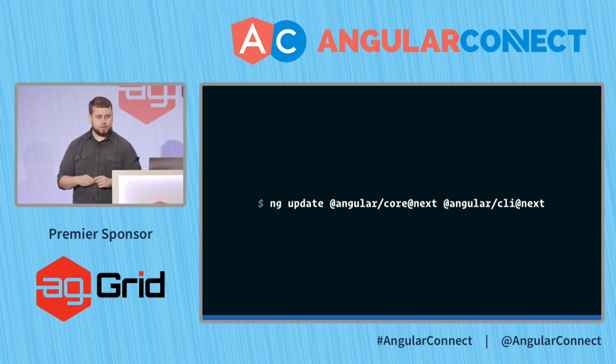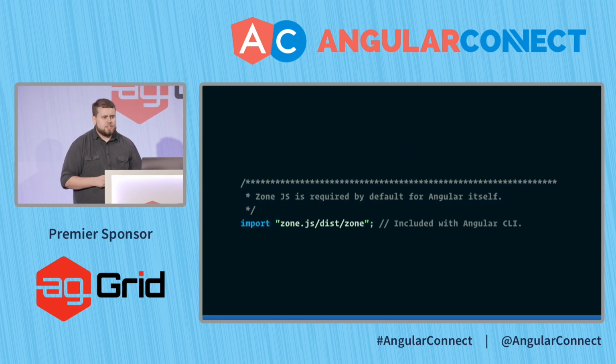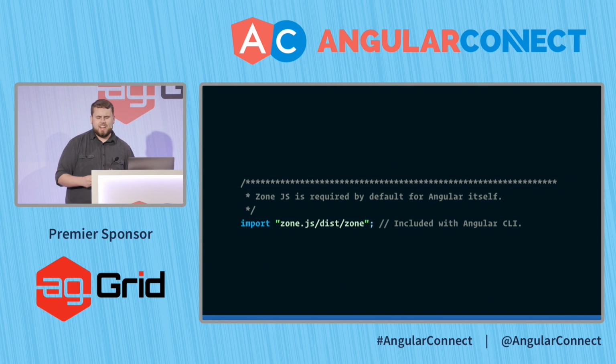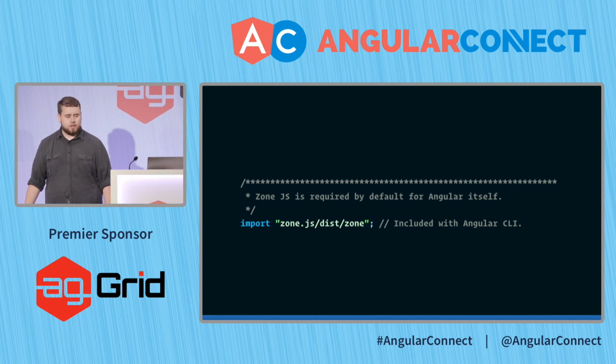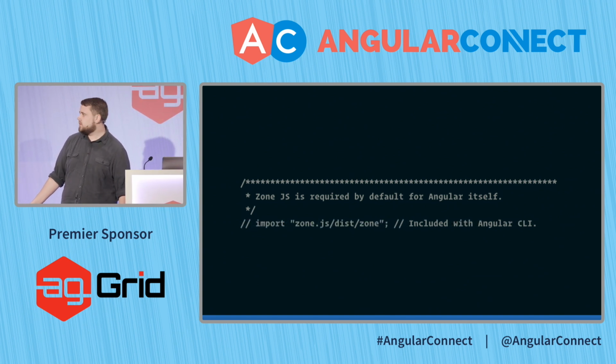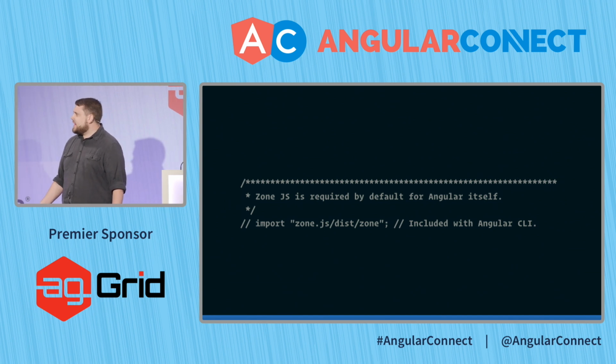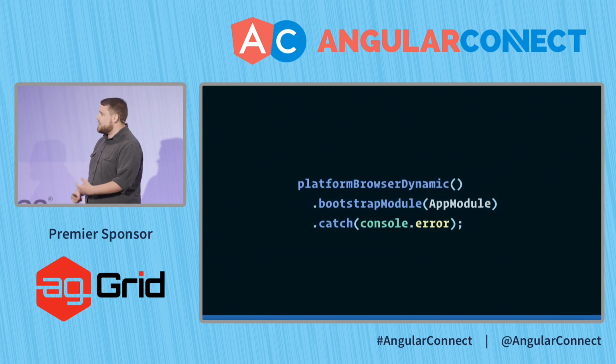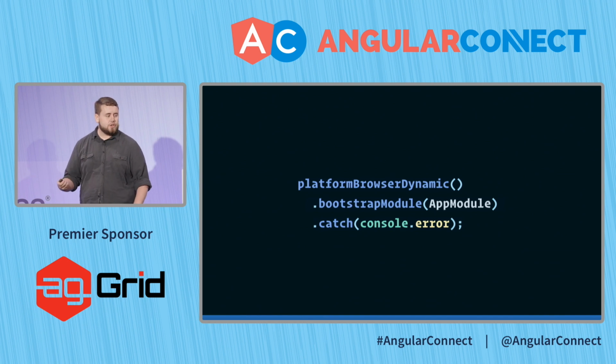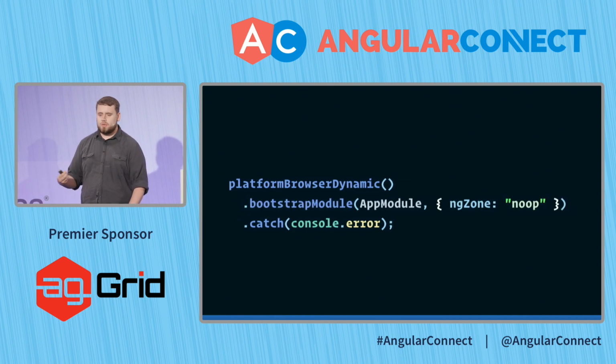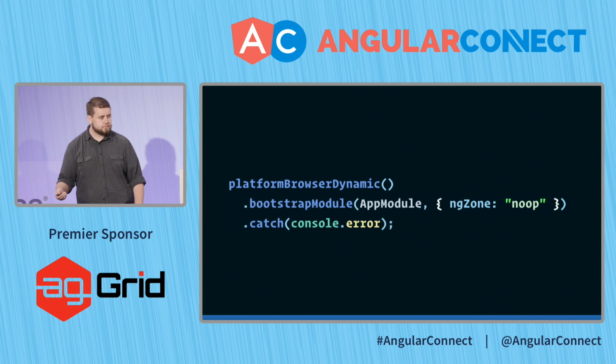And that's all I have to do. But to turn off zones, I have to do a few more things. First, I need to go into my polyfills file, and I need to find the line where I'm actually importing Zone.js, and I need to comment it out. Then I need to go to my main.ts file, where I'm bootstrapping my application, and I need to let Angular know that I'm not actually going to be using zones in this application.